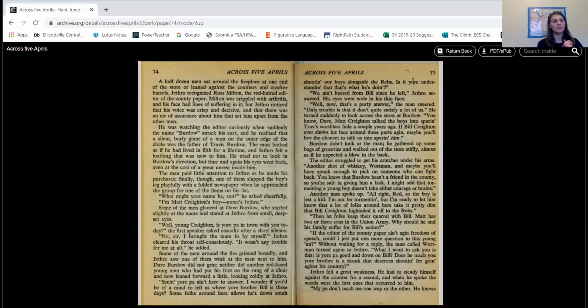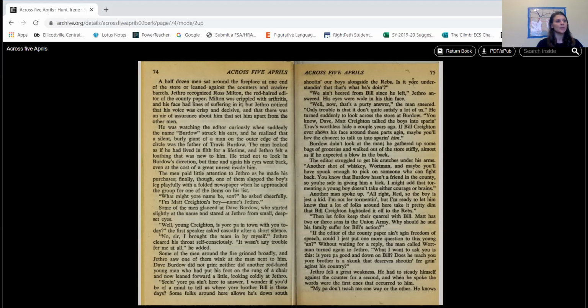Burdow didn't look at the man. He gathered up some bags of groceries and walked out of the store stiffly, almost as if he expected a blow in the back. The editor struggled to get his crutches under his arms. "Another shot of whiskey, Wortman, and maybe you'll have enough spunk to pick on someone who can fight back. You know that Burdow hasn't a friend in the county, so you're safe in giving him a kick. I might add that tormenting a young boy doesn't take either courage or brains."